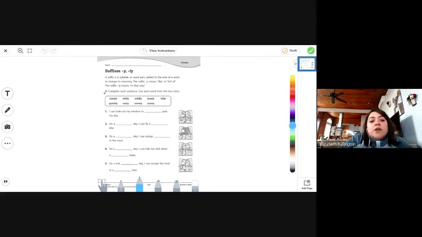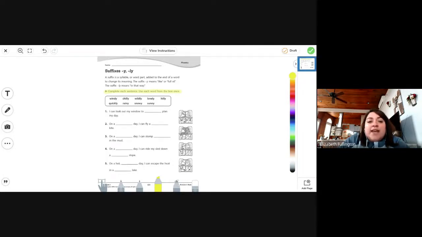So the triangle is our best friend because this triangle is going to tell us what we're supposed to be doing, right? So this triangle says complete each sentence and use each word from the box once. So that means one time, not more than once. All right, so number one says, I can look out my window to blank plan my day. So it says windy, chilly, wildly, lovely, hilly, quickly, rainy, snowy, or sunny.